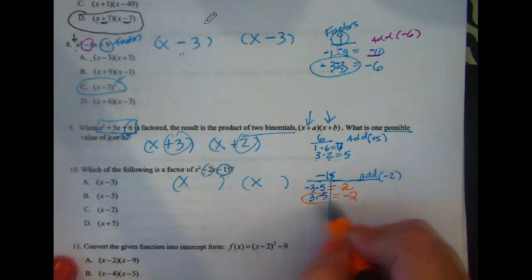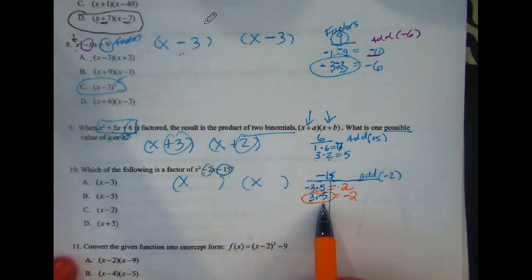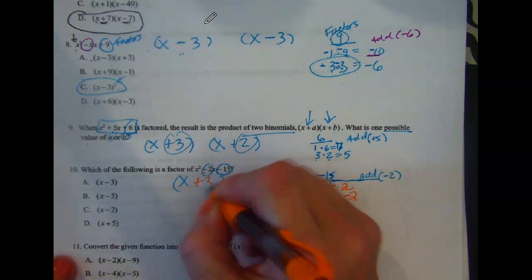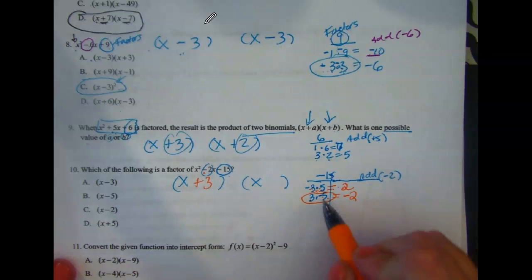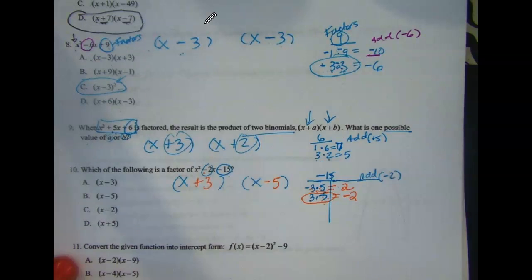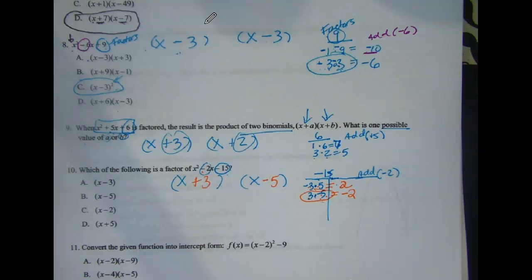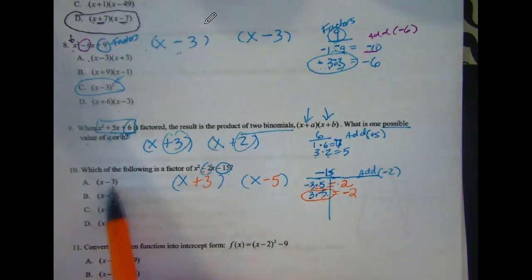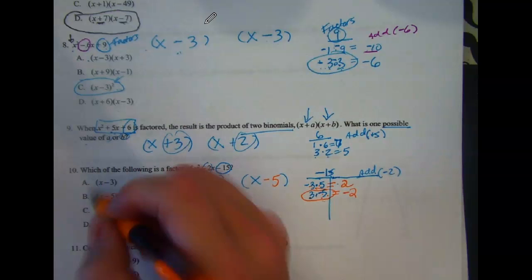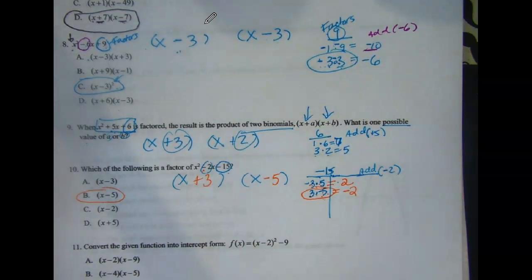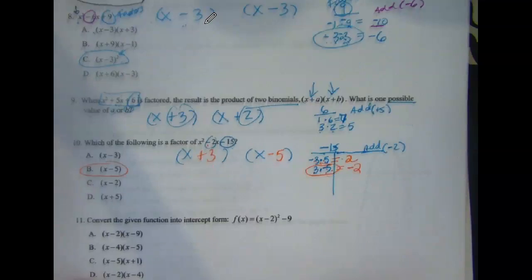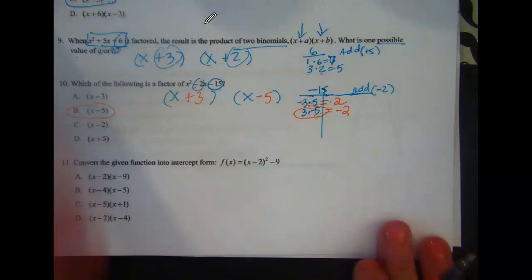So I know these are my two answers. X would be a positive 3 and a negative 5. That's how I find the two answers. Those are the two roots. So I'm just going to pick the one. There is no X plus 3, so I've got to do X minus 5. All right, let's look at the last one.